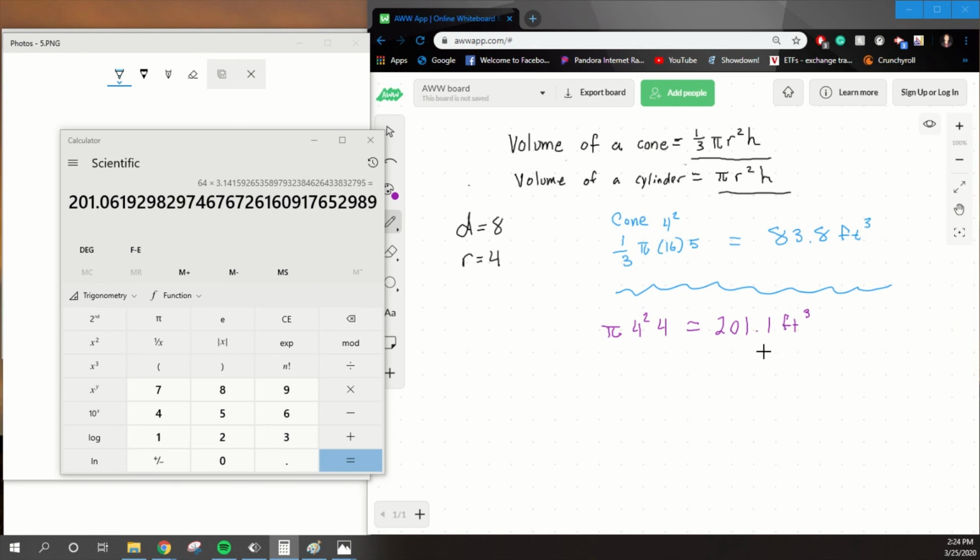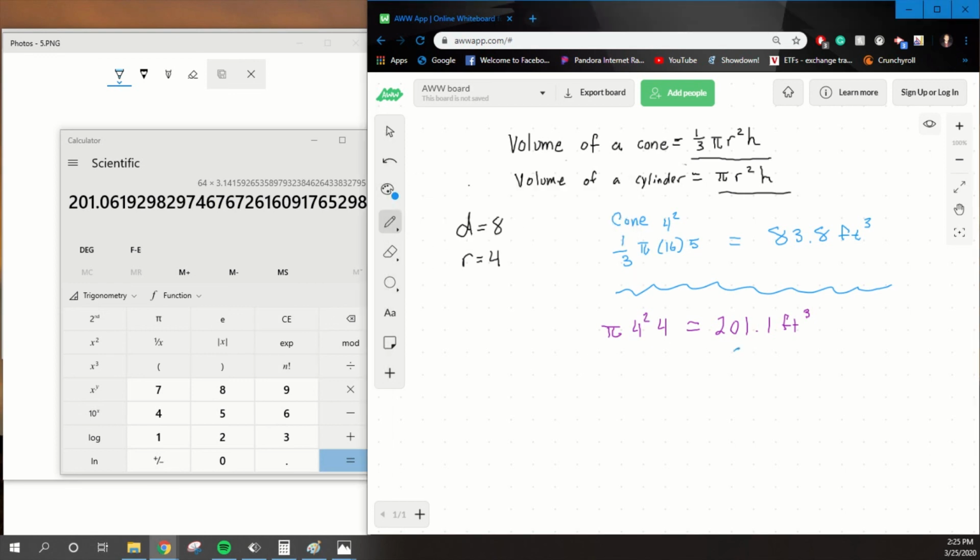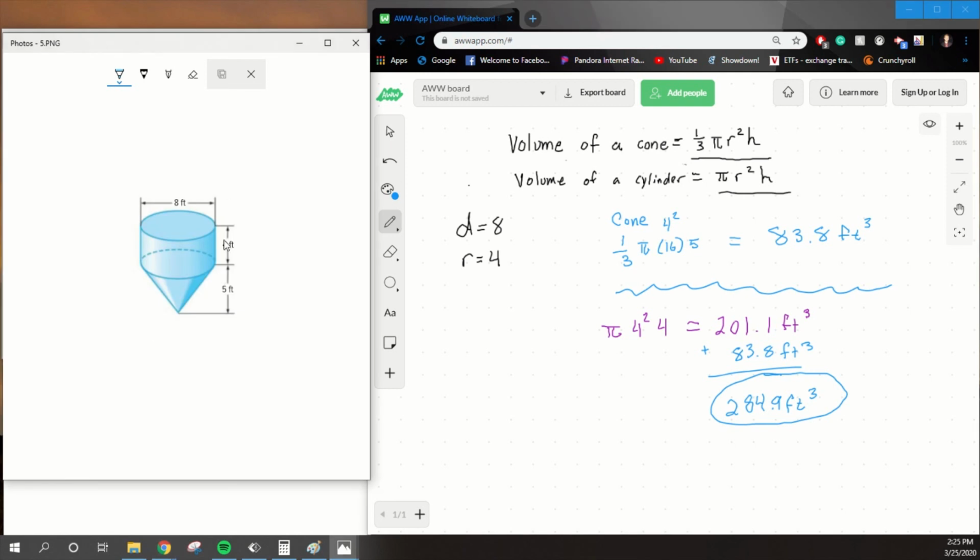So now that I have both of these, am I done? Almost. I need one more step. My last step is going to be adding these two together. So I need to add this 83.8 to this 201.1. We're both in feet cubed, so our unit is going to be feet cubed. 1 plus 8 is a 9. 1 and a 3 is a 4. 0 and an 8 is an 8. So 284.9 feet cubed would be our answer for this composite shape that they've given us here.